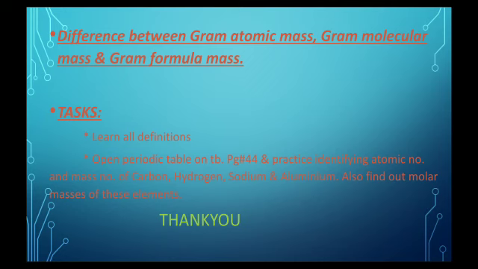Next, open the periodic table on textbook page number 44 and practice identifying atomic numbers and mass numbers of carbon, hydrogen, sodium, and aluminium. Find out the molar masses of these elements. What you have to do is find out the atomic mass, not the atomic number, and then change that atomic mass to the molar mass. It is very simple. I have told you, you just have to change the units, and then you will be able to find out the molar mass. I hope the topics are very clear to you now.